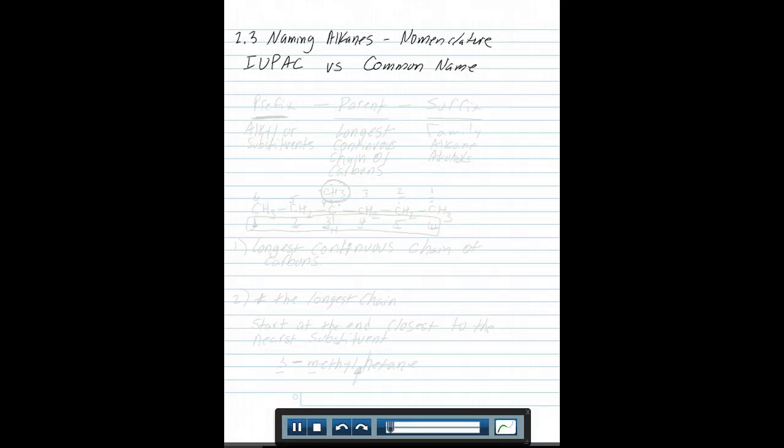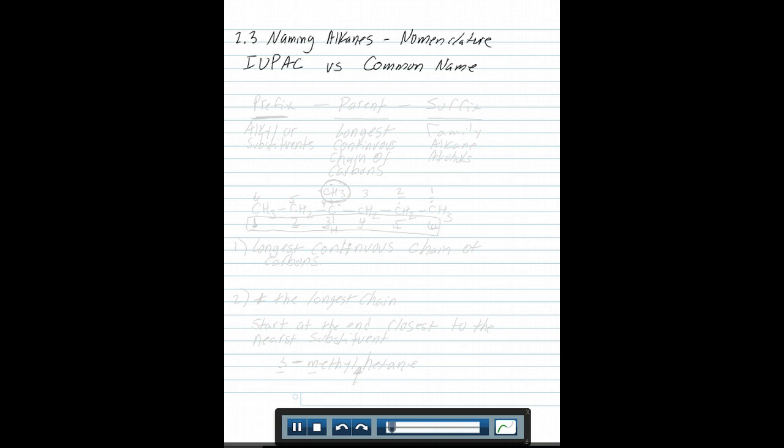All right, in section 2.3, we're going to learn about how to name alkanes. Most of these rules are going to spill forward to every chapter once we start learning how to name all the other functional groups. This is kind of the starting point. So first we'll do the alkanes. We'll talk about the IUPAC way of naming. The IUPAC has very specific rules, and basically you just have to memorize all the rules and you'll be able to name every compound.